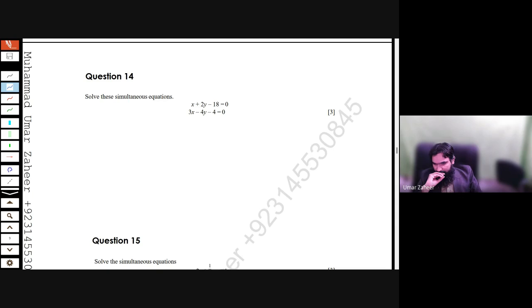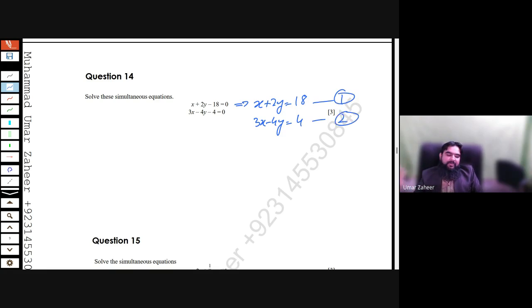The constants are here. You mentioned question number 14. In this one, you need one extra step. You have to take minus 18 to the other side. So x plus 2y is equal to 18 and 3x minus 4y is equal to 4. This will be your equation 1 and this is your equation 2. Now it's up to you whether you want to do it by substitution or by elimination. For substitution, you have to make x the subject and you will get x is equal to 18 minus 2y. You have to substitute the value here.